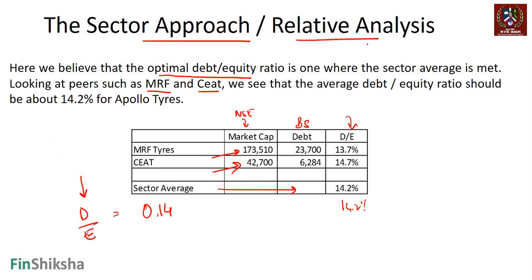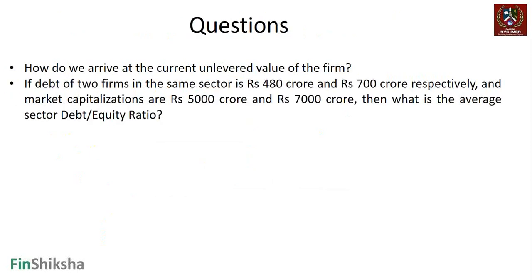It's a relatively simple approach. It just says that the maximum safety is to be at the sector average, because it is assumed that if all the firms are arriving at a certain average, then maybe in their collective wisdom, this is the best place to be, right? And so we say that the firm should also be at that debt equity ratio, right? So that brings us to an end to all the major approaches of calculating the cost of capital.